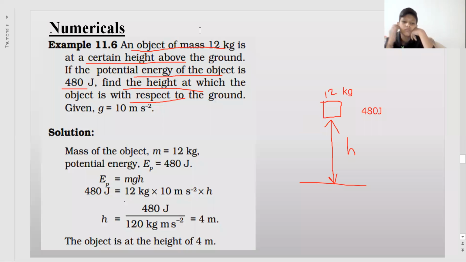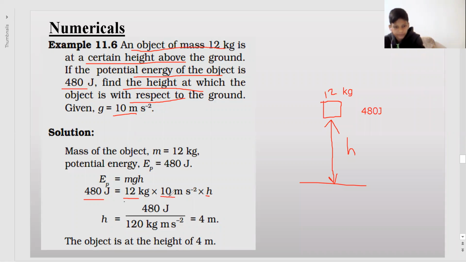So what will we do? We will use this formula, that is, potential energy equals mgh. Because we want to find the height, we can put the values. Putting the values, the value of energy is 480 joule. This we have. Mass is 12. This we have. The value of g, here instead of 9.8, 10 is given. So we will use 10 over here.